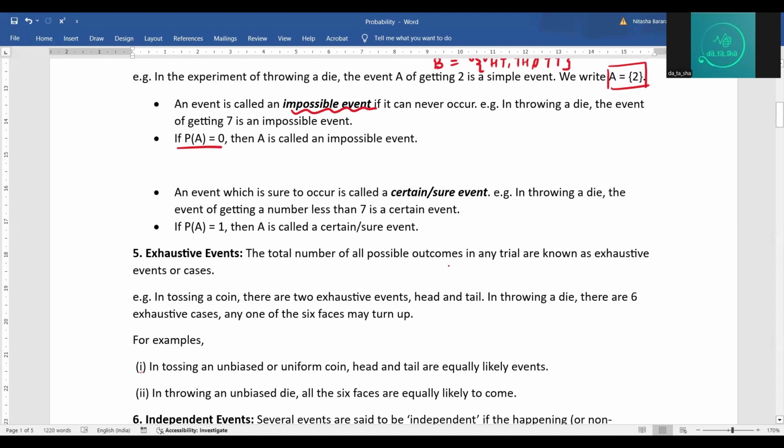Now, the other one is the certain or the sure event. Yes, this will happen. For example, if I throw a die and I'm asking you, you will get a number less than 7. Exactly, I'll get a number less than 7 because all the numbers 1, 2, 3, 4, 5, 6 are less than 7. So that's a sure event. So again, if the probability is 1, then we say that the event is a sure event or a certain event, or the other way around.